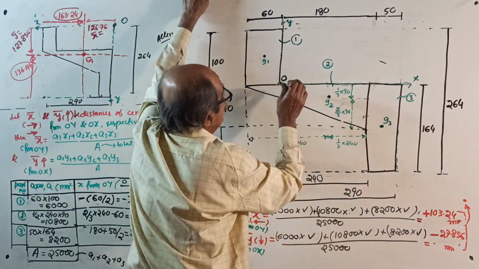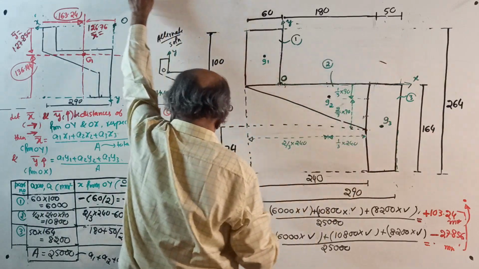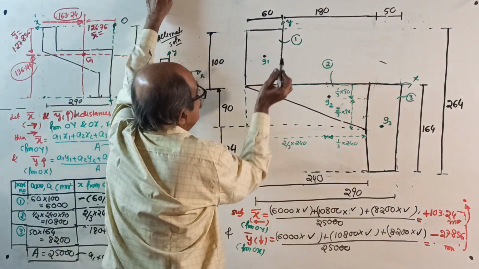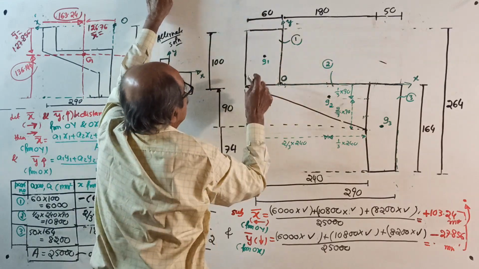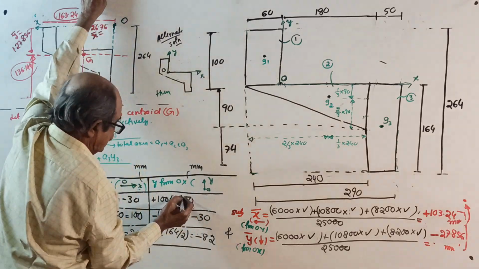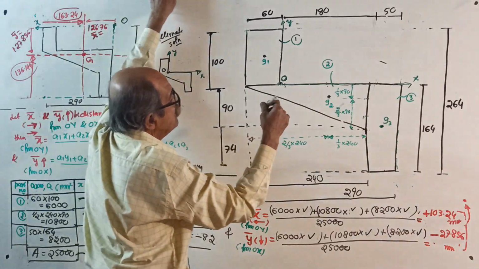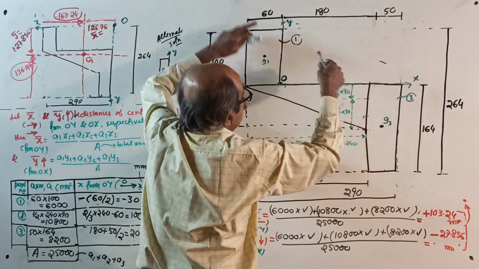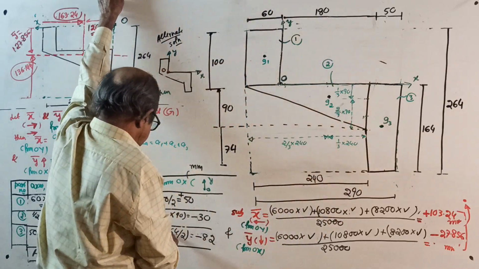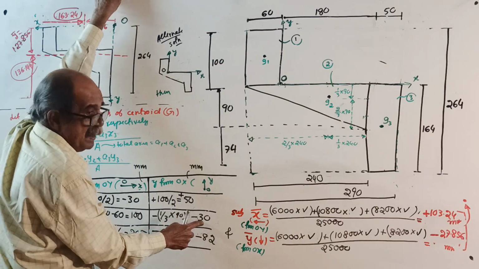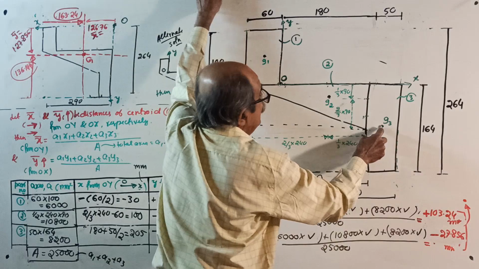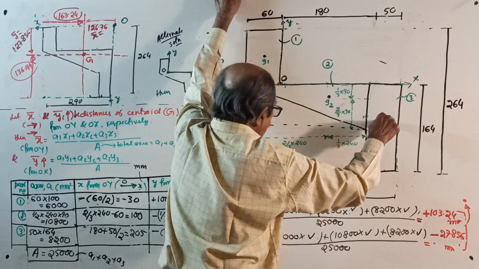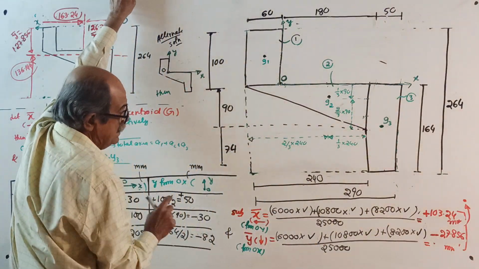X3, very simple. From here, 180 plus half of 50, 205. Y, for figure number 1, your Y is upward. So 100 by 2 plus, it is plus actually, plus 50. Figure number 2, centroid is here. This distance, but our Y is upward. So minus 1/3 of 90, minus 30. And figure number 3, our Y is going up, but it is coming down. Minus of 164 by 2, minus 82.